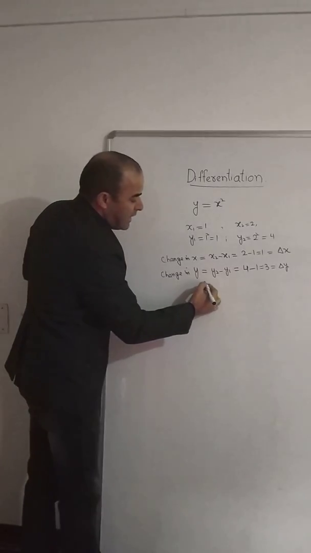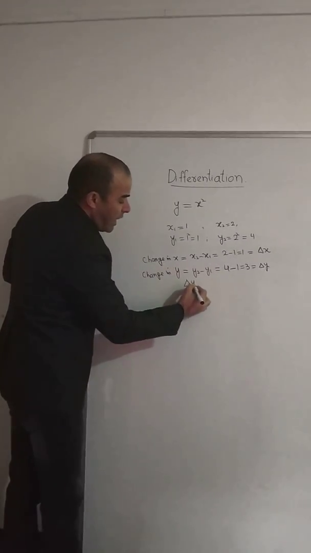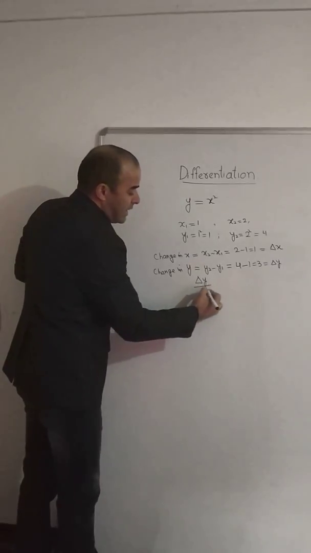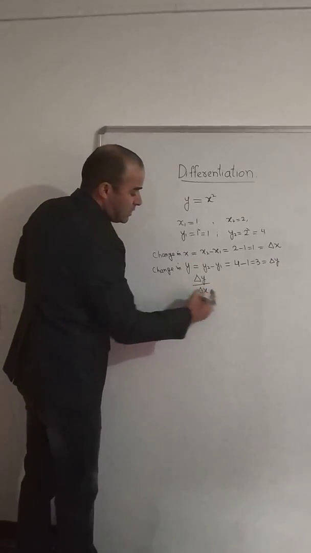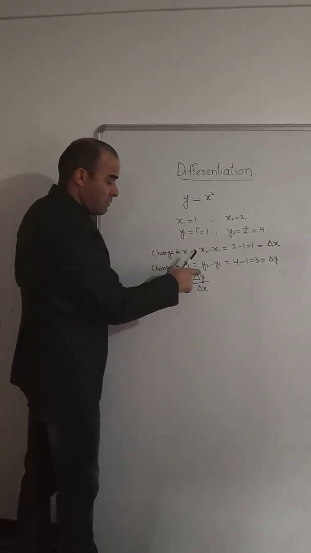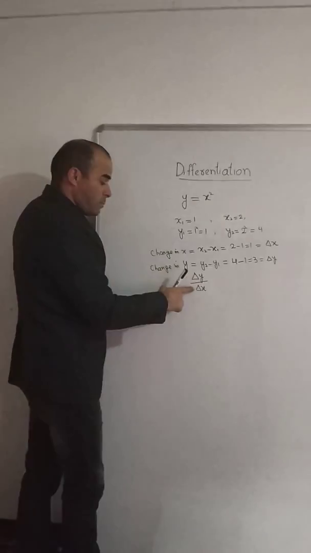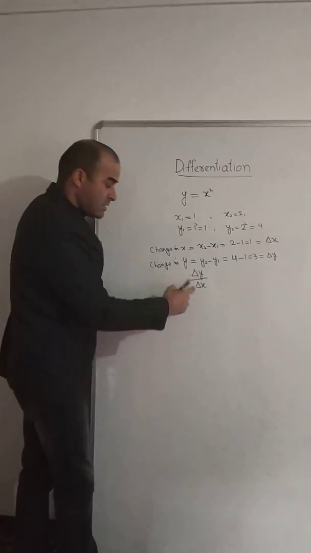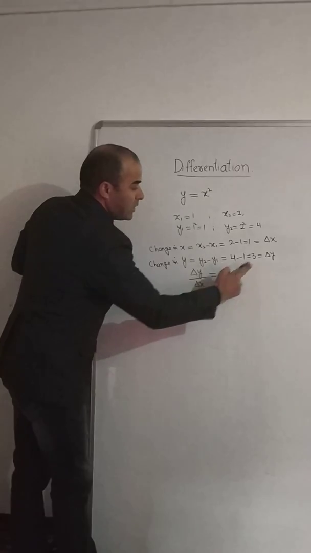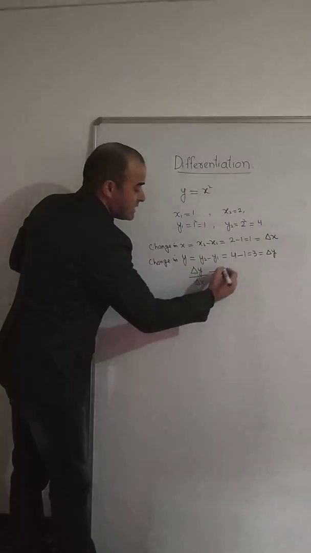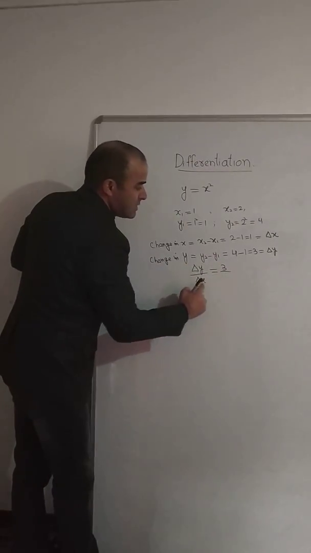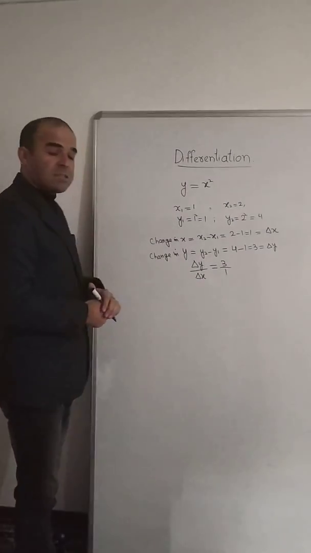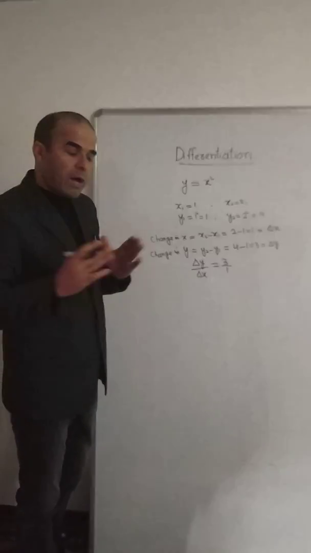Now here is a finite change in y when there was a finite change in x. So we denote the change in y with the corresponding change in x by delta y by delta x, and here it will be equal to delta y, which we know is 3, and delta x, which is 1. That is, delta y by delta x is 3 divided by 1.